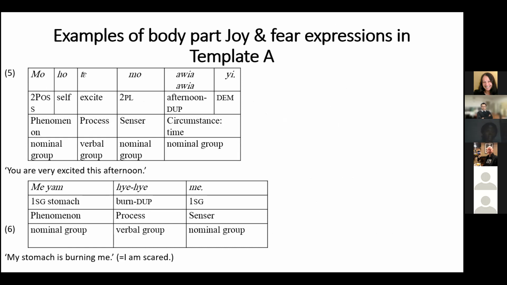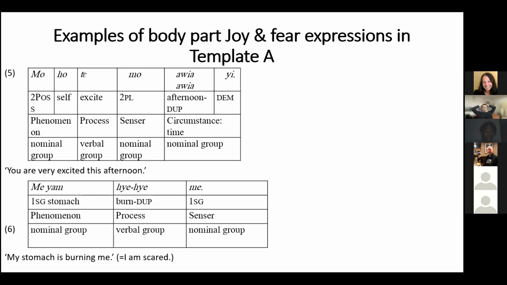So example 5 is a joy expression. So we have mohotemu ewie. The body part realizing phenomenon takes a pre-verbal position. So it is mohu. It is realized by body parts in possessive construction. So mohu is the self, and then mo is the second person possessive. That is realizing phenomenon.